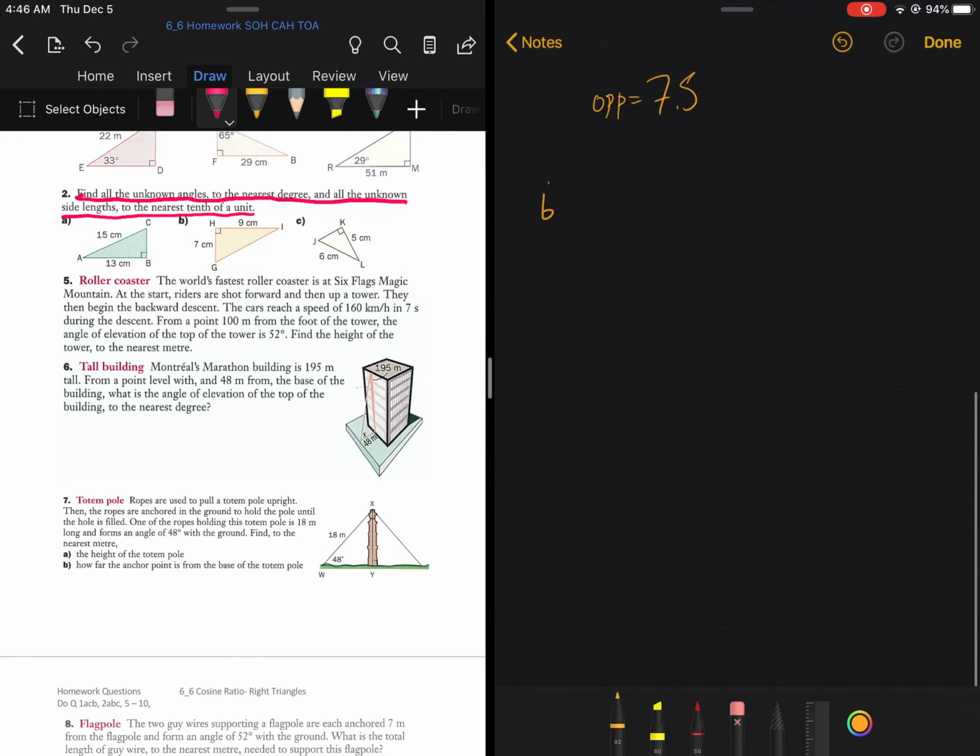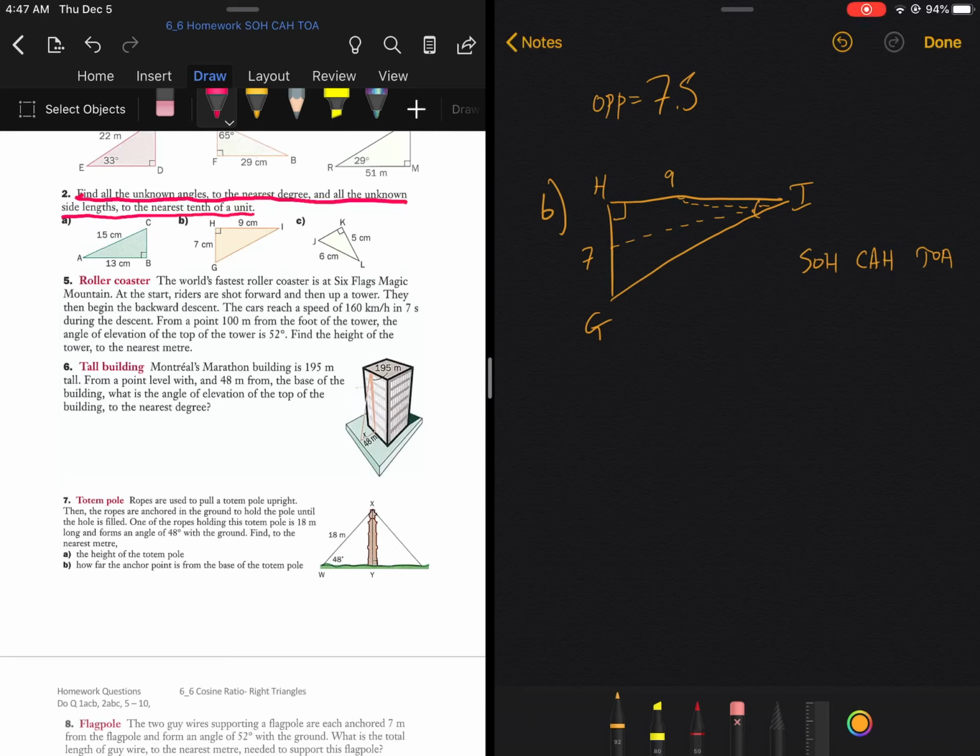Let's look at question B. Question B. Seven and 9. So let's say we want angle I in triangle GHI. All right, let's look at I. Angle I, what do we have? We have opposite. We have adjacent. Let's look at that. SOH CAH TOA.